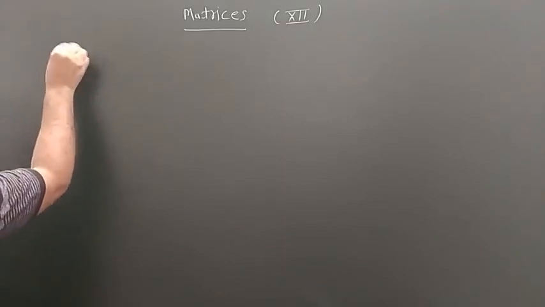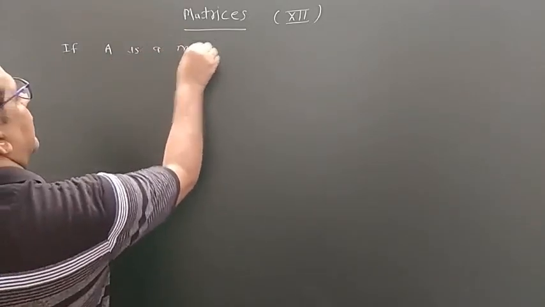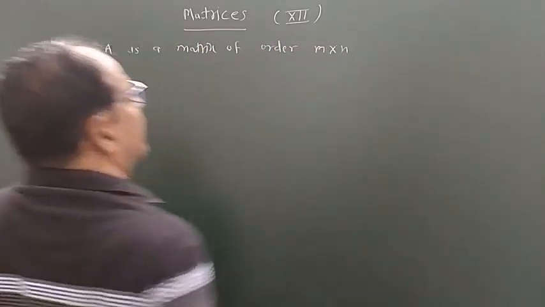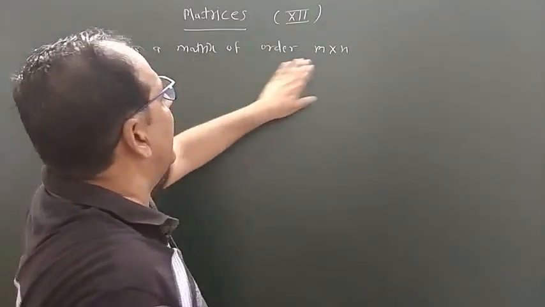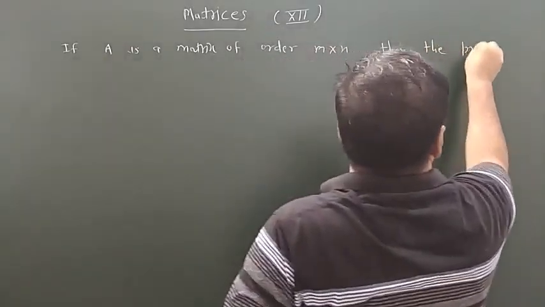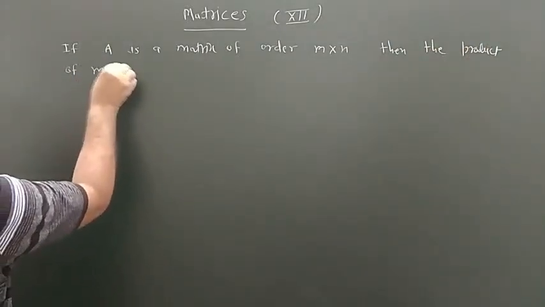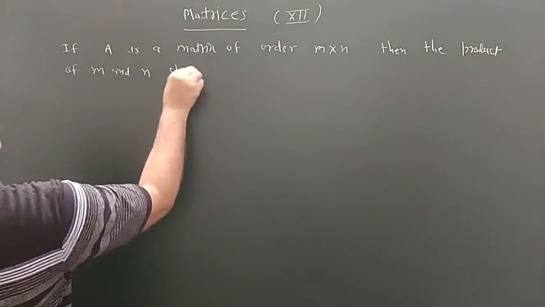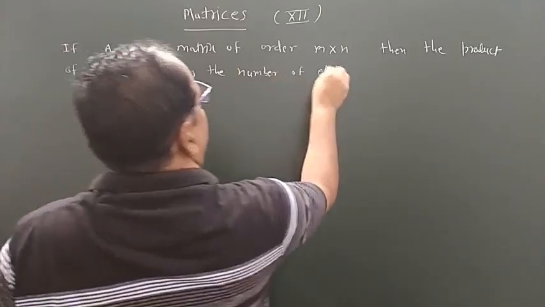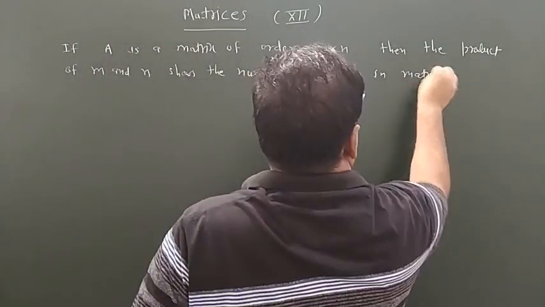If A is a matrix of order m by n, that means this matrix A has m rows and n columns, then the product of m and n shows the number of elements in matrix A.